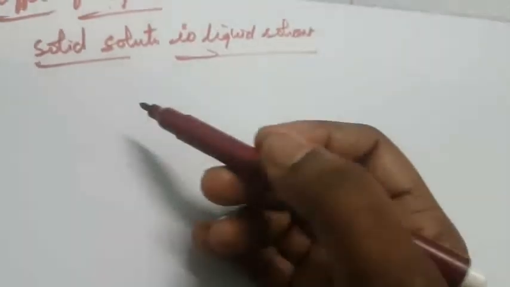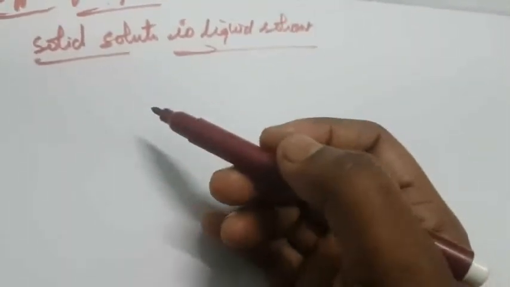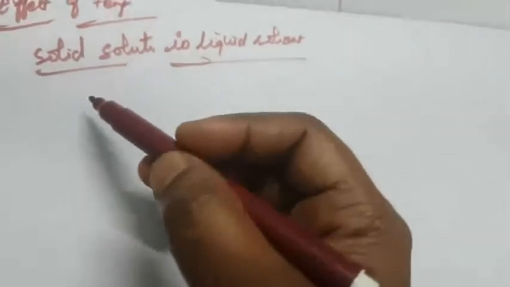Solid solute in the liquid solvent. So here, the solubility of the solid solute increases with increase in the temperature. So when we add a solute to a solvent and the temperature increases, how will the solubility be? It will be quick. So when the temperature is increased, the solubility is also increased.